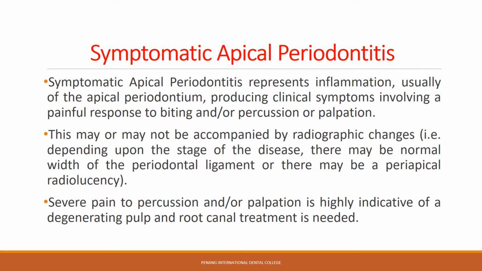Whereas in symptomatic apical periodontitis, it represents inflammation, usually of the apical periodontium, producing clinical symptoms involving a painful response to biting and/or percussion or palpation. This may or may not be accompanied by radiographic findings; depending upon the stage of the disease, there may be a normal width of the periodontal ligament or there may be a periapical radiolucency. The patient usually complains of severe pain to percussion and palpation, which is highly indicative of degenerative pulp, and the treatment of choice is usually root canal treatment.